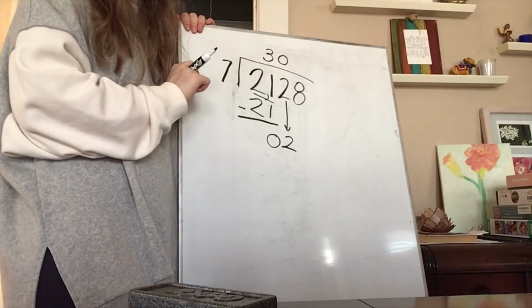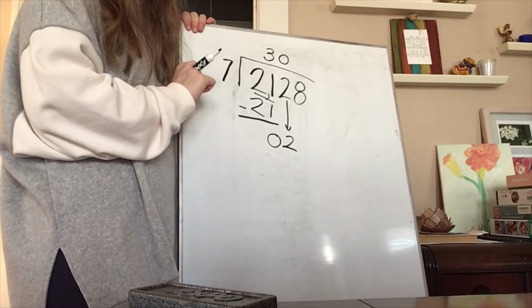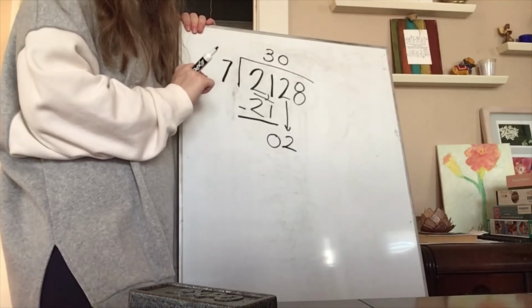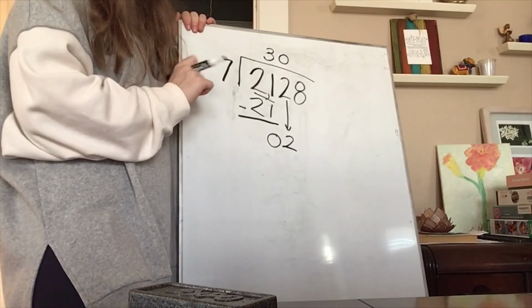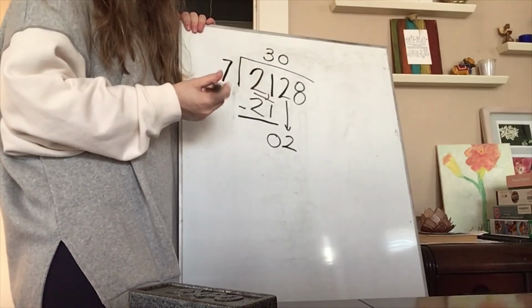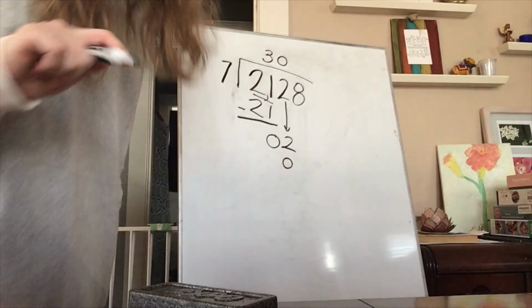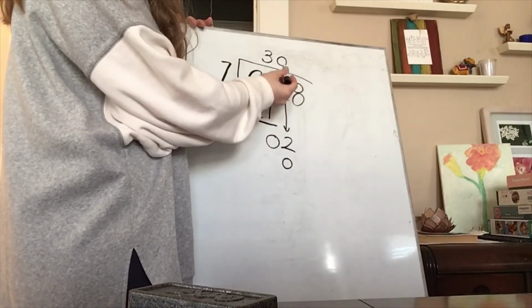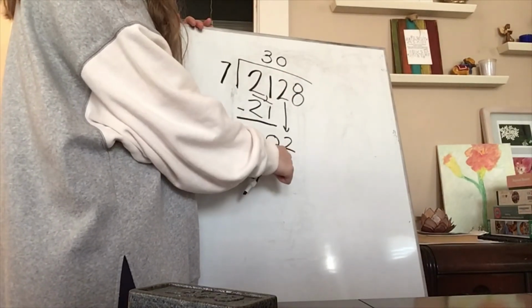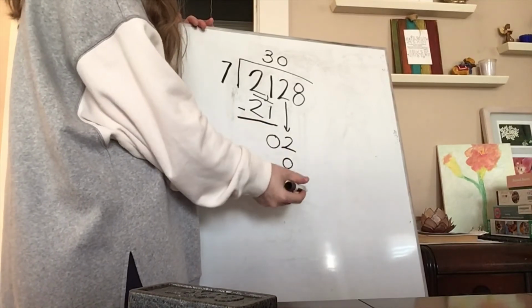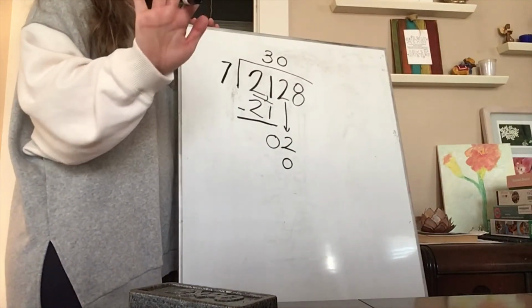What's the digit we just got, Lena? 0. And what's our divisor? 7. So 0 times 7 is? 0. Okay. So we line the answer. That means 0 times 7 is 0. We line the answer to our subtraction problem right up with our new dividend. And then what do we do next?